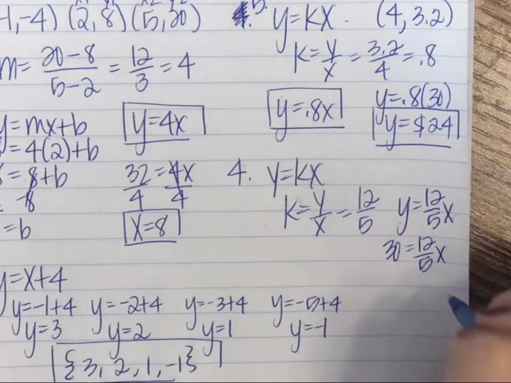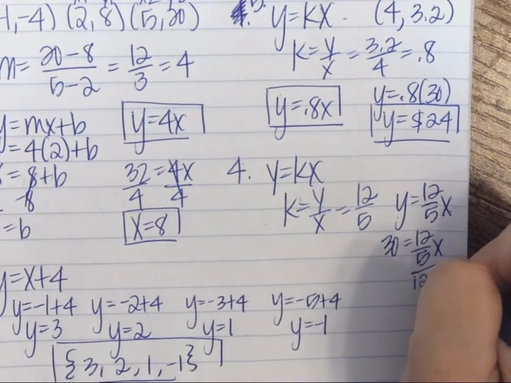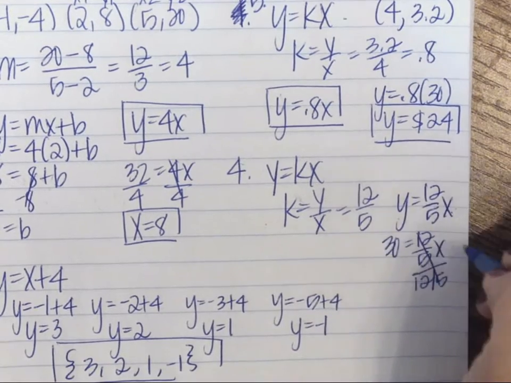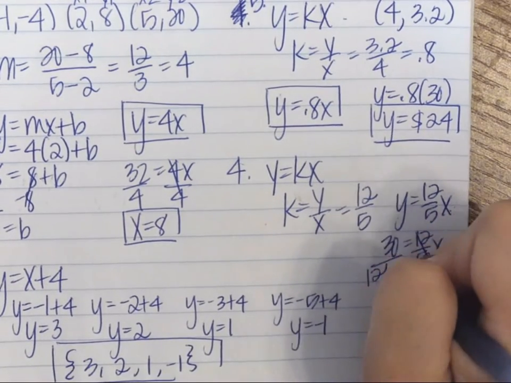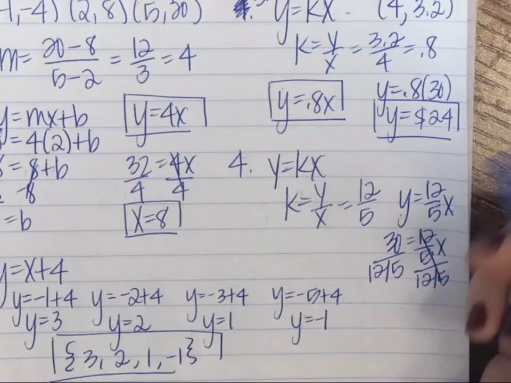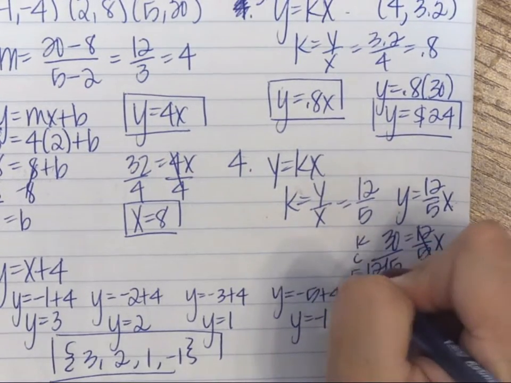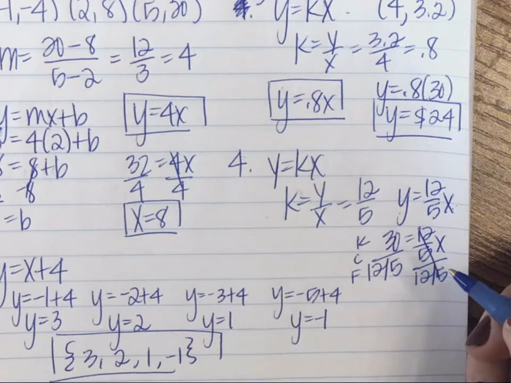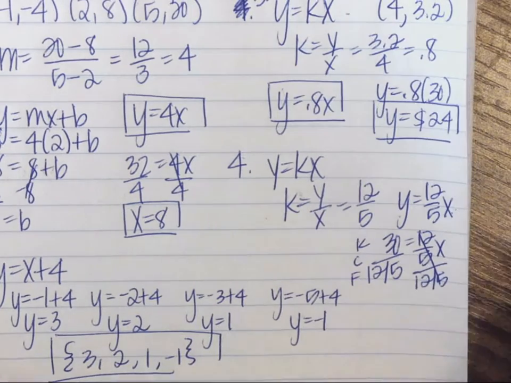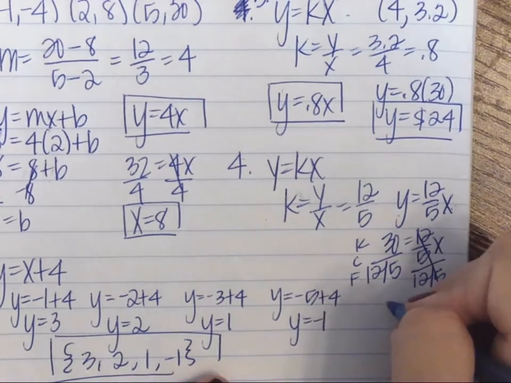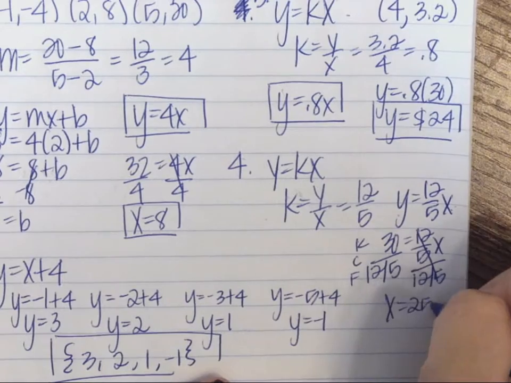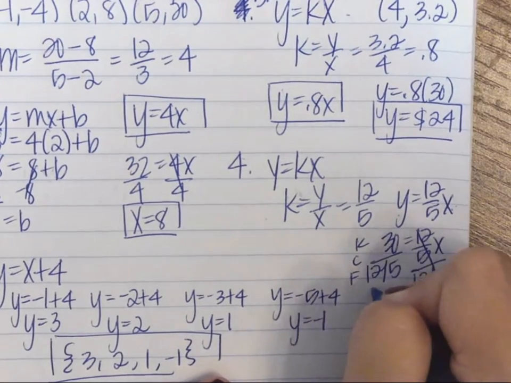and solve for x. To do that, we're going to divide both sides by 12 fifths, since that's multiplied. So you're doing 30 divided by 12 fifths, and when we divide by a fraction, we keep, change, flip. So it would be 30 times 5/12, and when you do that, you get that x is 25 over 2.